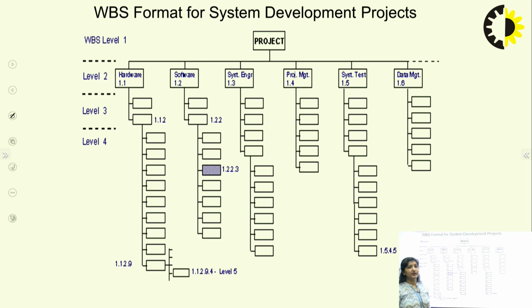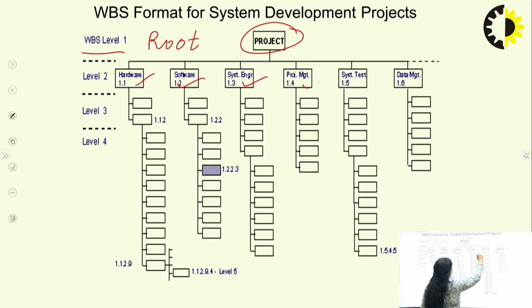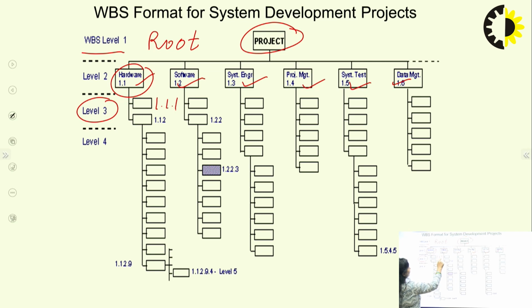Now this is the format for system development projects for any particular WBS. This is the project, at WBS level 1, or we can say at the root level. At the second level, we divide the project into various activities like hardware, software, system engineering, project management, system testing and database management. So how does the numbering have to be done? This is level 1. At level 2 we have 1.1, 1.2, 1.3. Similarly at level 3, 1.1 will be divided into further sub activities, so we have 1.1.1, 1.1.2.